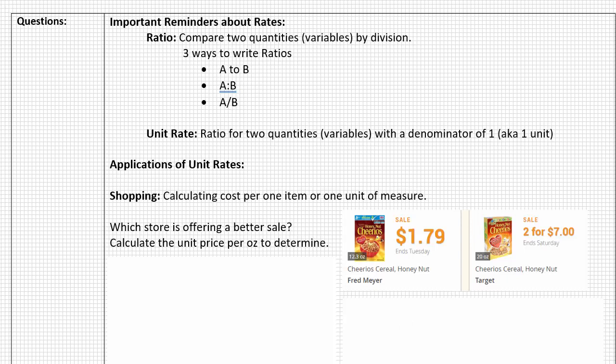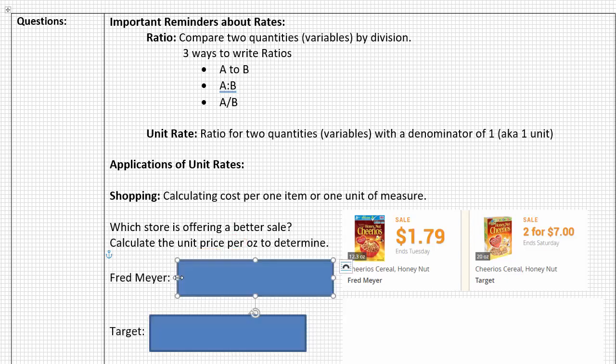You may remember from 6th grade that this word per is really helpful in setting up ratios, and in fact it tells us our numerator and our denominator. So we're going to use price in the numerator over the number of ounces for Fred Meyer's deal and for Target's deal to determine which has a better sales price. So let's go ahead and just set that up as we discussed.